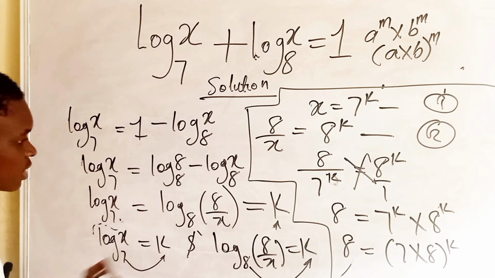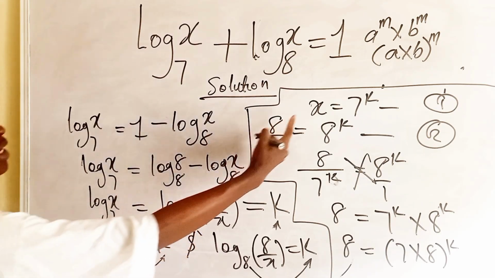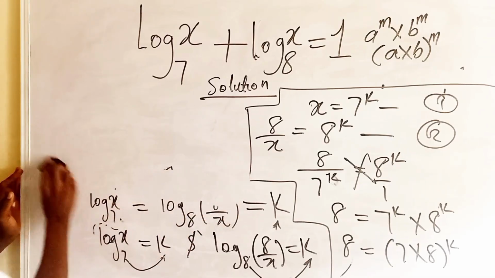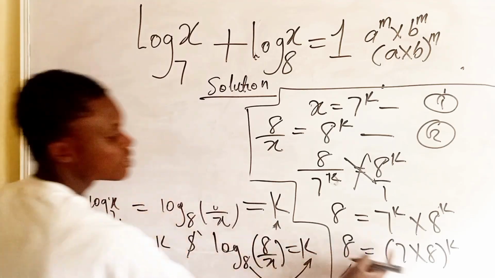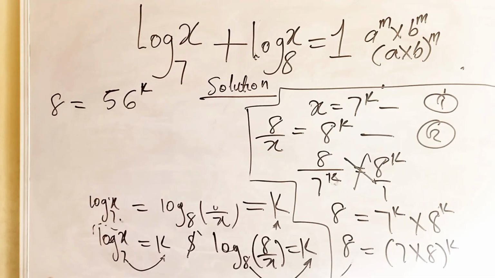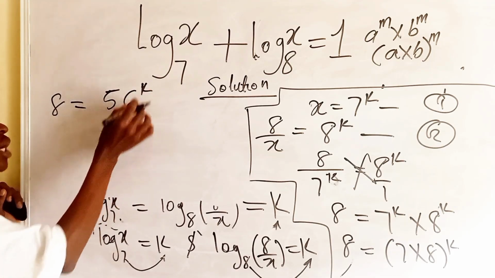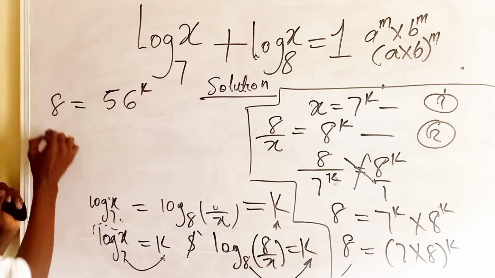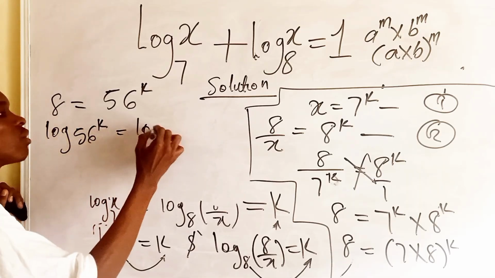And recall, don't forget that we said that log x base 7 equals a letter k. Don't forget, look at it here. All right. So from here, let's finish this up. To complete this, we know that this is 8 equals 7 times 8, which gives us 56, raised to the power of k. Now we need to apply log to both sides of this equation so we can bring down the power. If we apply log to both sides, we'll have log 56 to power k equals log 8.